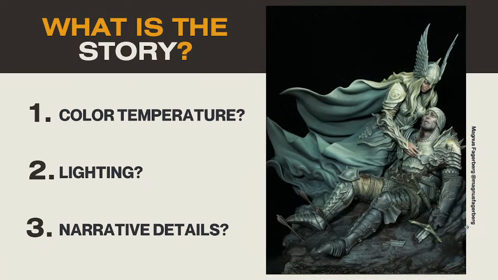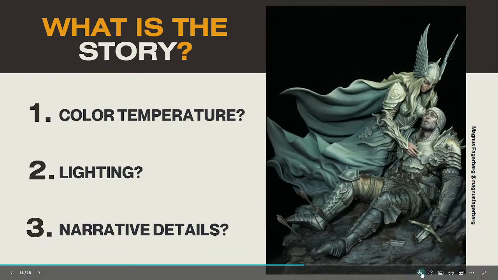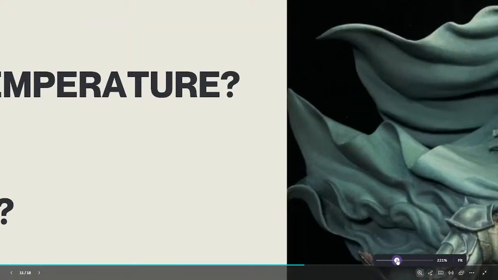This is a piece by Magnus. Magnus, I apologize. I don't know your last name or how to pronounce it. But Magnus's works are always really amazing to see on Instagram. This is not necessarily a trick one, but I would love to see what you guys think of color temperature here. So what do we see here via color temperature? What's the lighting that's telling the story here? What are some narrative details that we're seeing? Again, I'm going to zoom in for you guys so you can see.